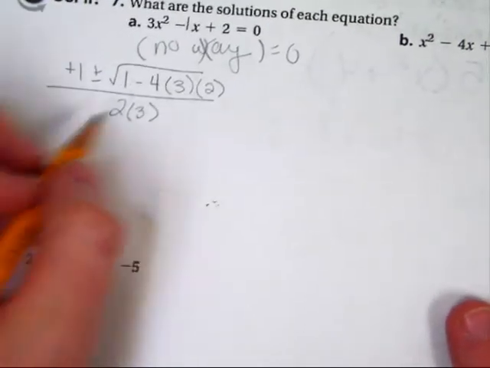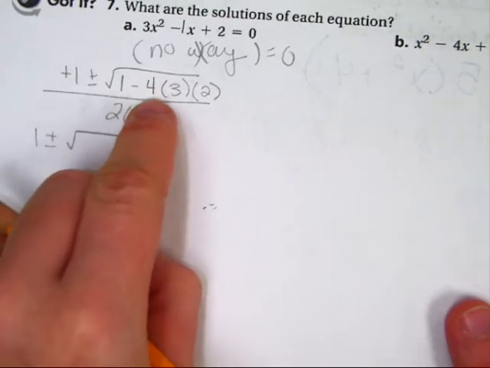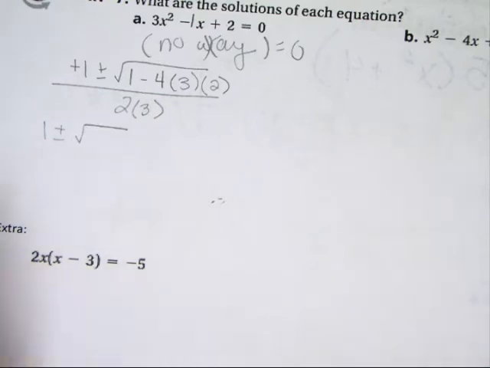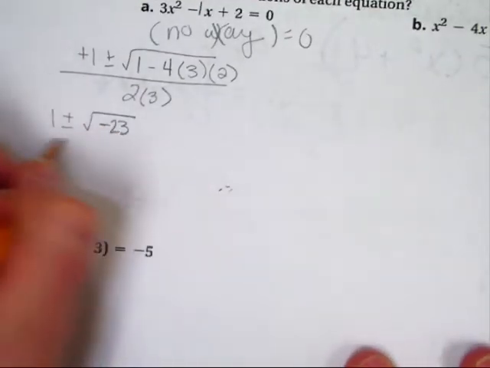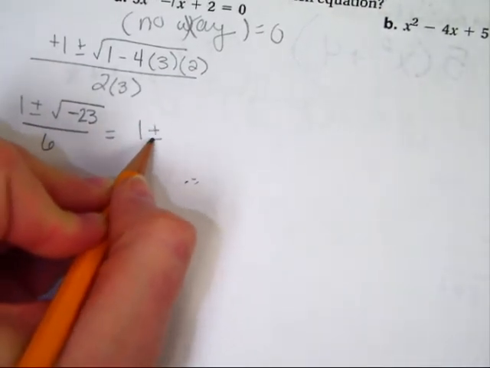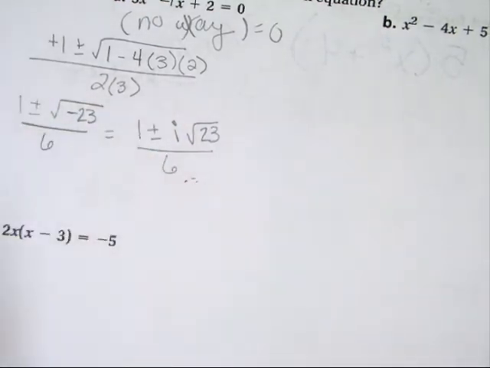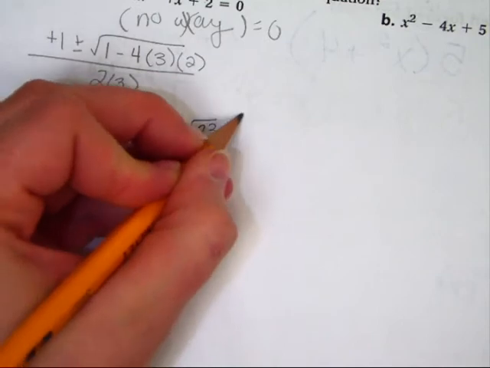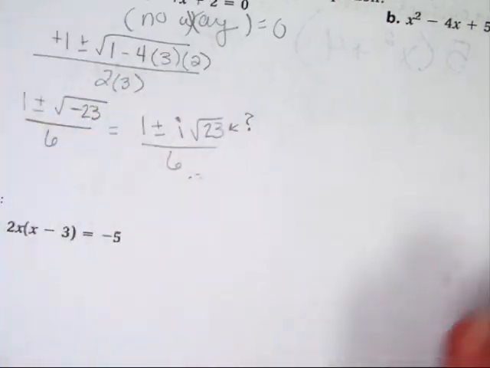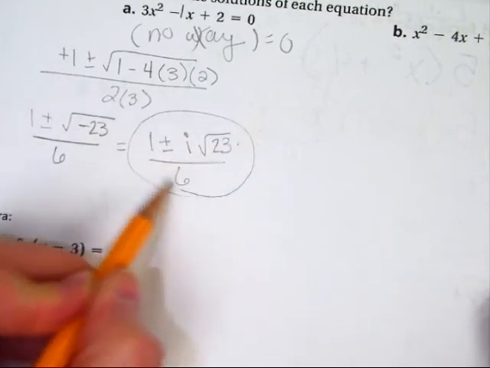Let's keep working that out. That is going to be 1 plus or minus the square root of 1 minus 4 times 3 times 2, which is negative 23, all over 6. That's going to be 1 plus or minus i square root of 23, all over 6. Do a quick check. Does 23 break down at all? Maybe like 4 times anything or 9 times anything? No. 23 does not break down. Nothing reduces. So that's your final answer.